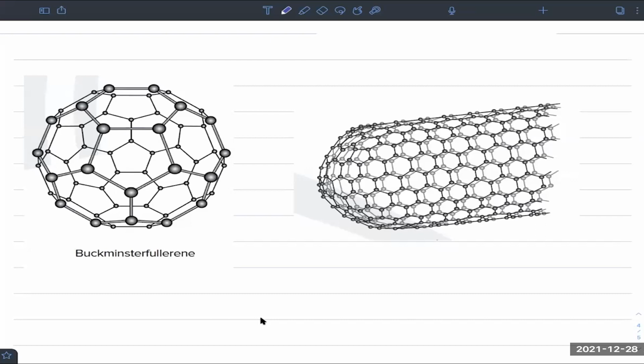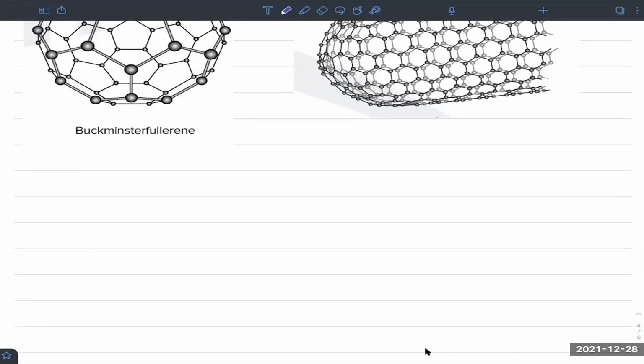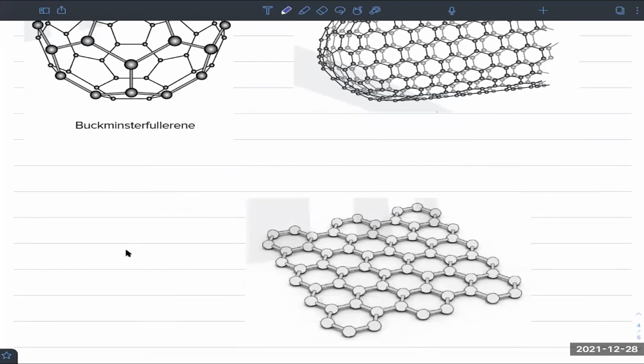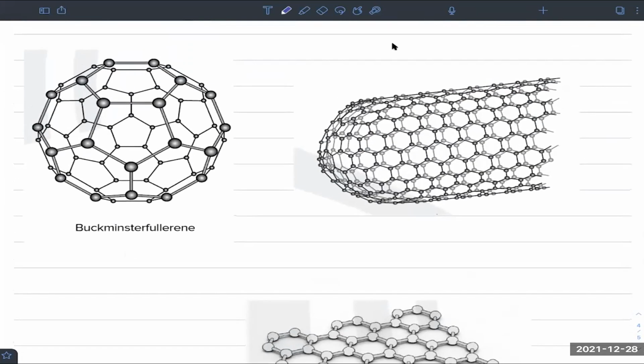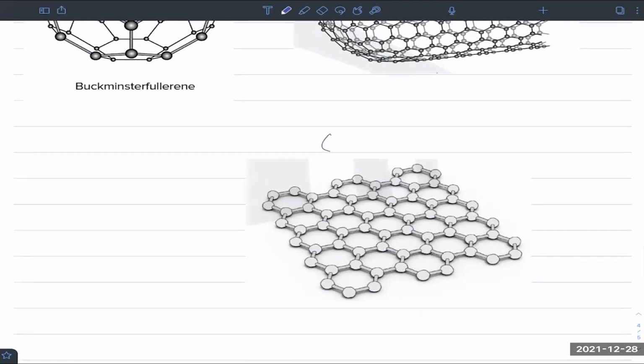Like, अगर आपने स्पेस शटल वगैरह के लिए काम करना है तो उसमें इसका बहुत ज़्यादा यूज होगा, स्पेस सूट्स वगैरह में. Now, if I took just one layer of graphite, just one layer, that will be something like this, right? And this thing, so this was CNT, this is fullerene, and this one is called graphene.